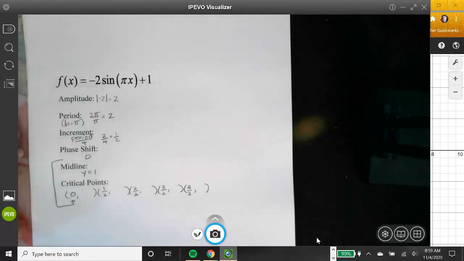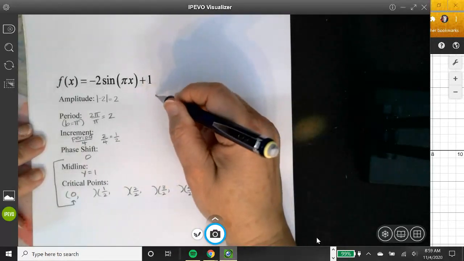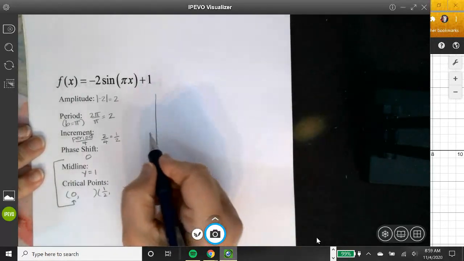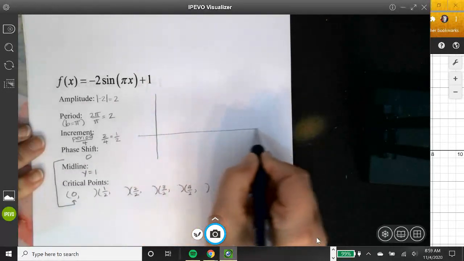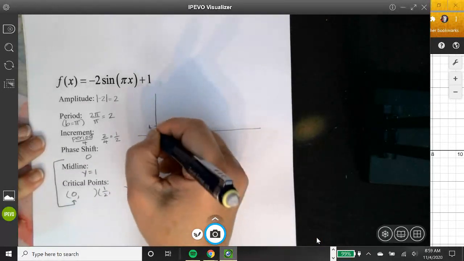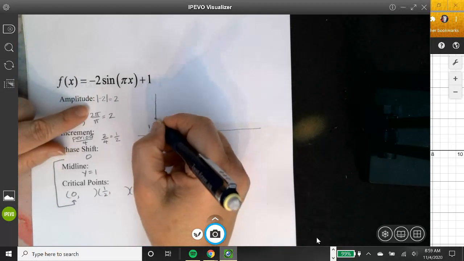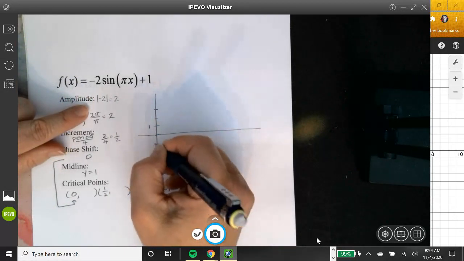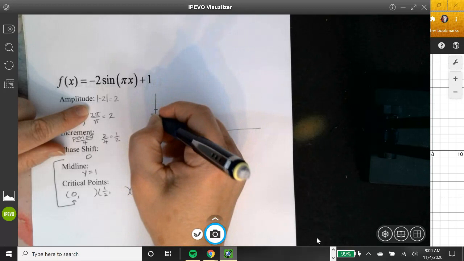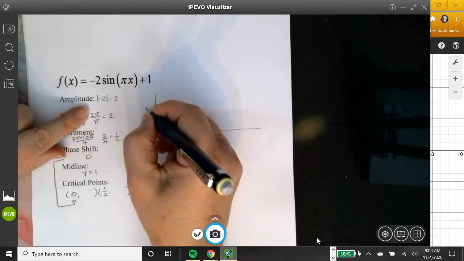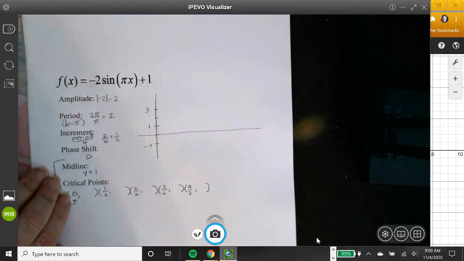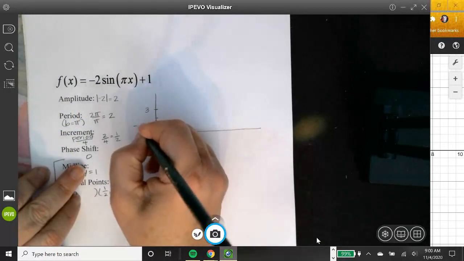All right, so let's graph our graph. Now my midline is 1, and my amplitude is going to be 2, so I'm going to go up 2 and then down 2, so it's going to go to -1 and 3. All right, let's graph our midline at 1. There it is.